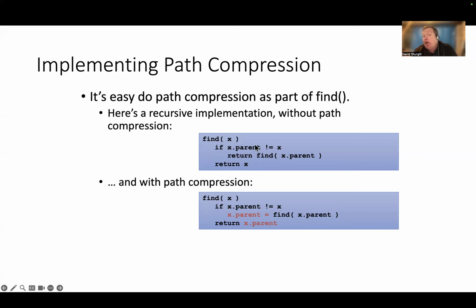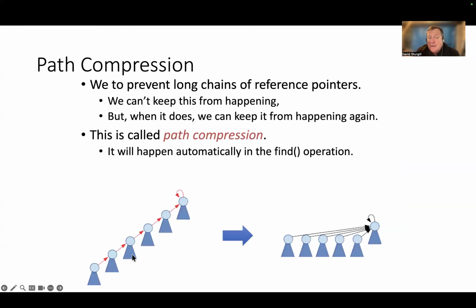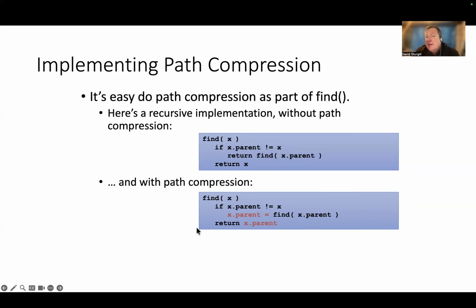I'm showing this recursive implementation of find because if you did it this way, it would be really easy to convert this to a version that does path compression. It's just whenever you bother to go find the representative of your parent, go ahead and point straight to that representative rather than just pointing to what used to be your parent node. So backing up a slide, this little change here will automatically flatten out these long lists of parent pointers.